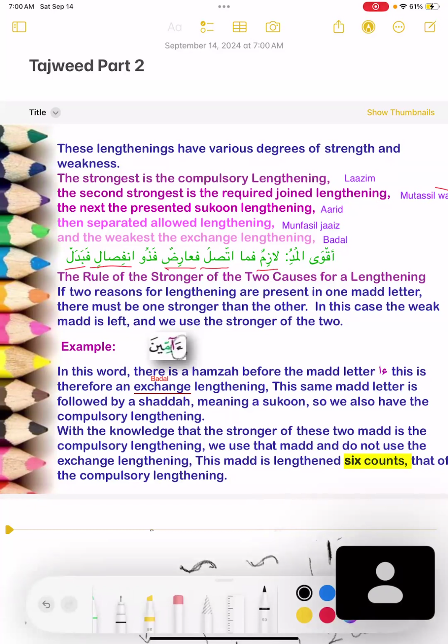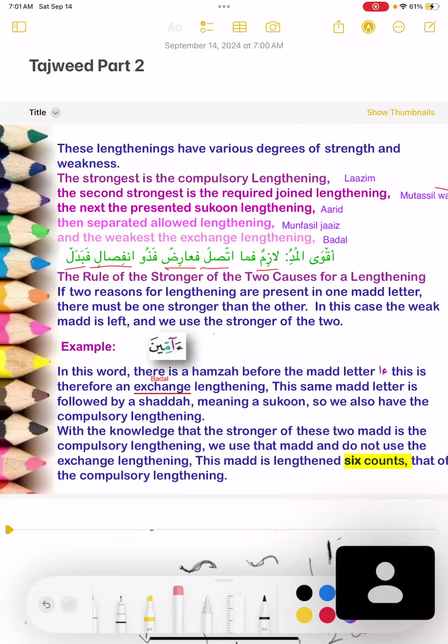A hamza before a mad letter. In this one, the alif is the mad letter. So you have a hamza before the mad letter. I'll erase it so that you can see it better now. You have a hamza before the mad letter.